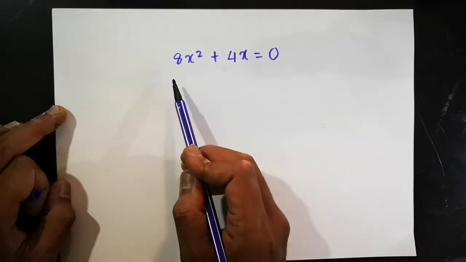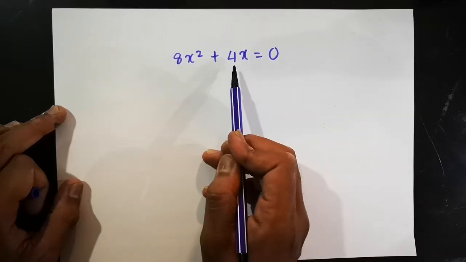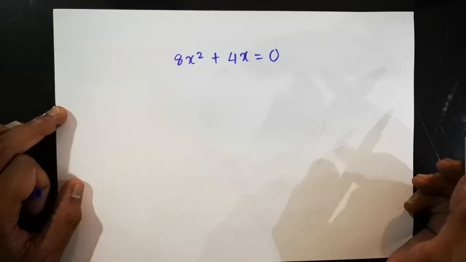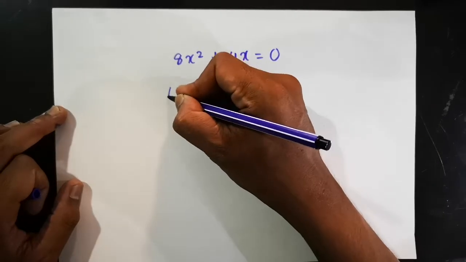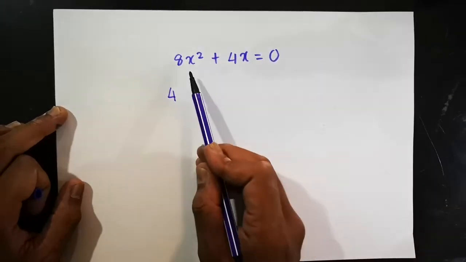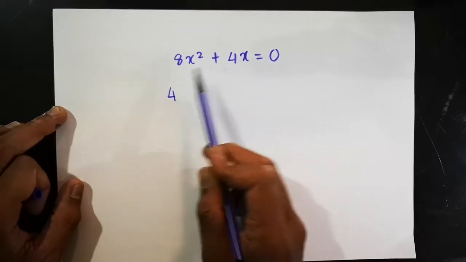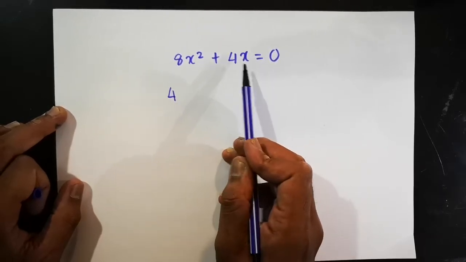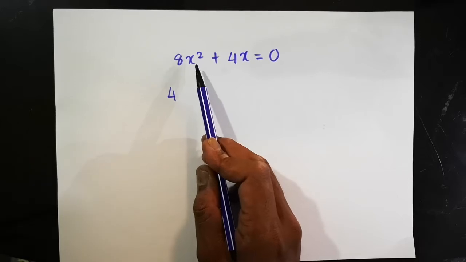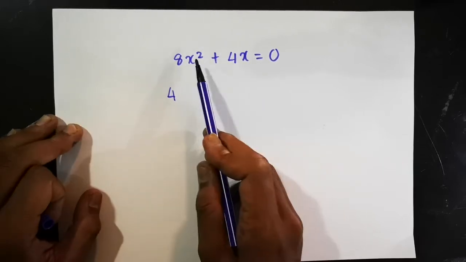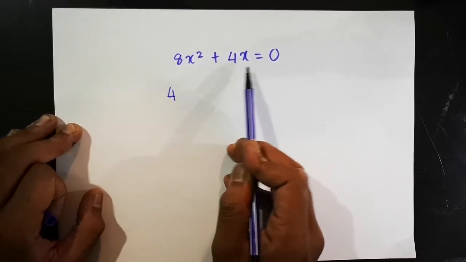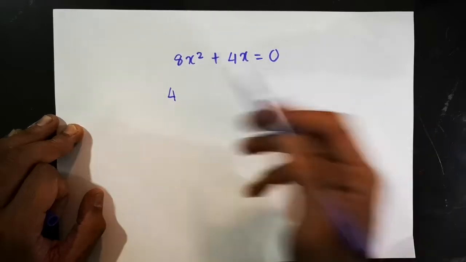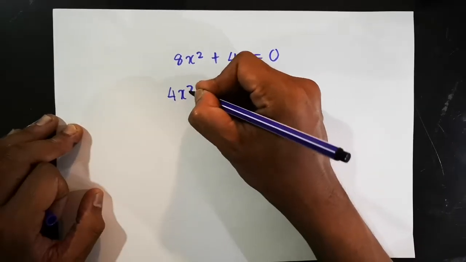Look at the numbers first. 8 and 4, what is the common number? It is 4, right? So you put 4 here. Look at the x term. What is the common one? It is x, okay? Because both have an x inside. It cannot be x squared. If x squared, this one satisfies, but this one doesn't because this is only x.